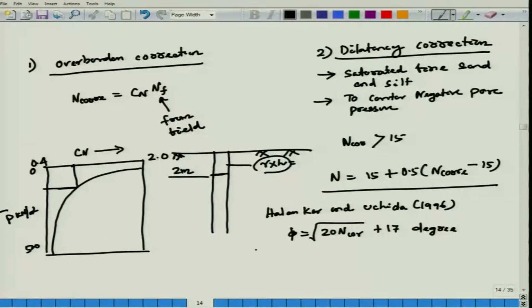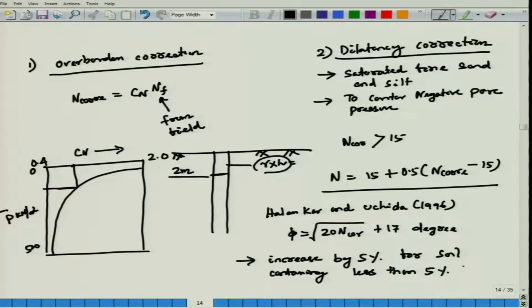So, it is generally recommended that you increase the phi value by 5% for soils containing less than 5% silt. Whatever phi you are getting, you increase it by 5% for soil containing less than 5% silt.